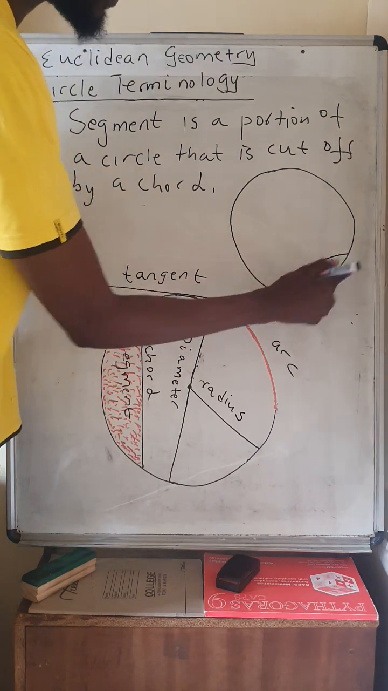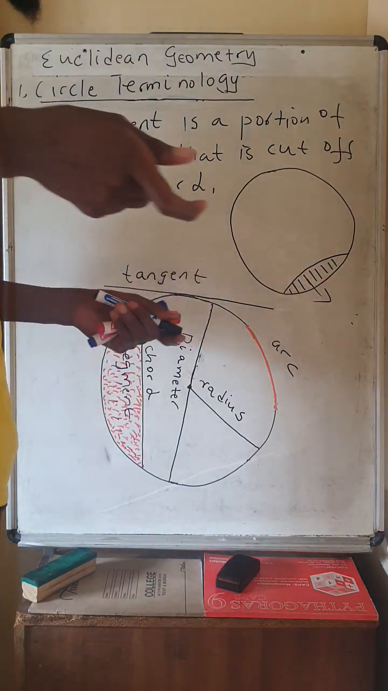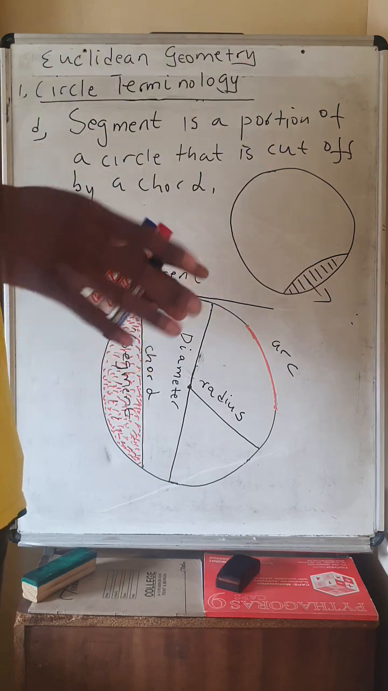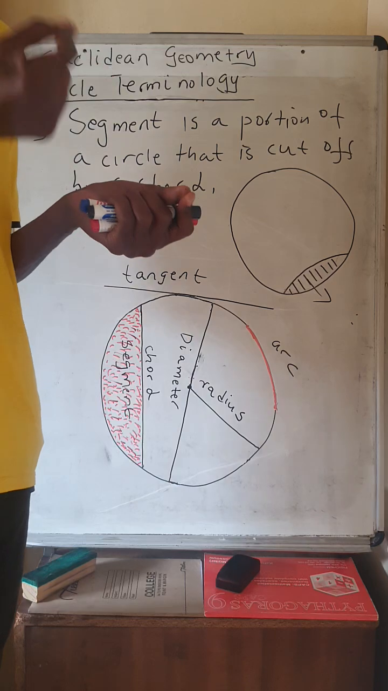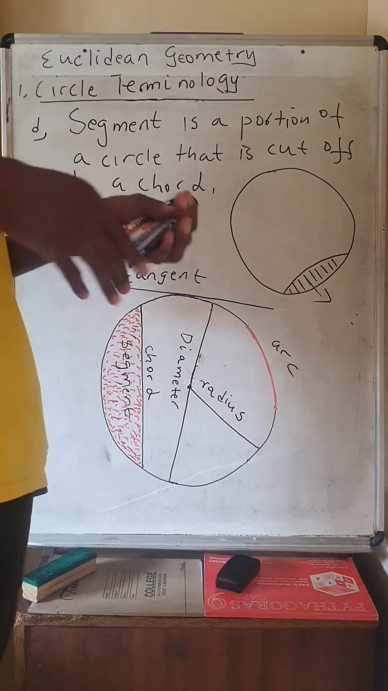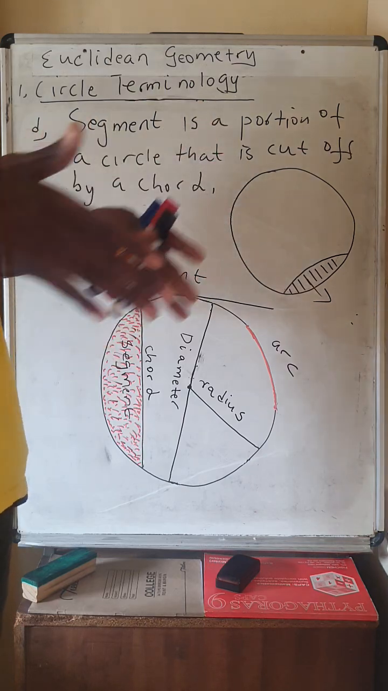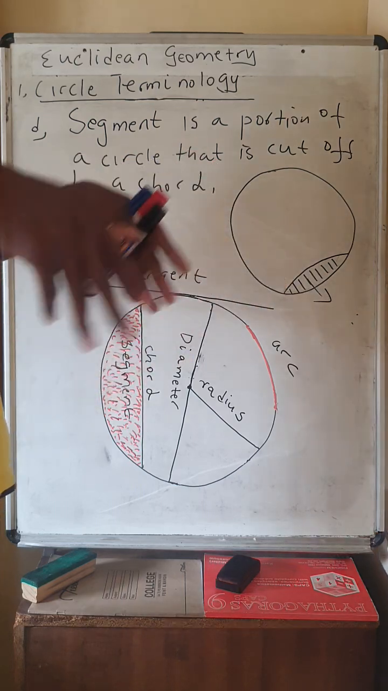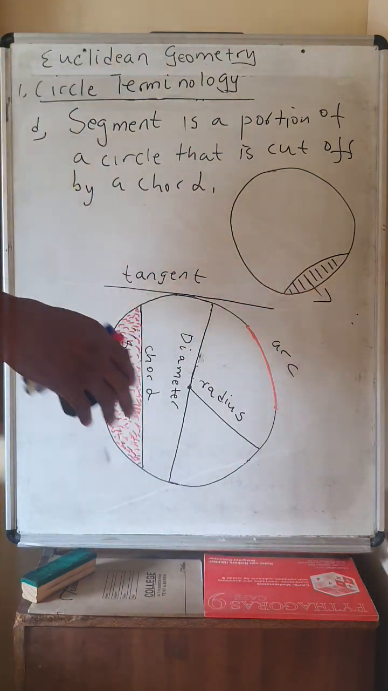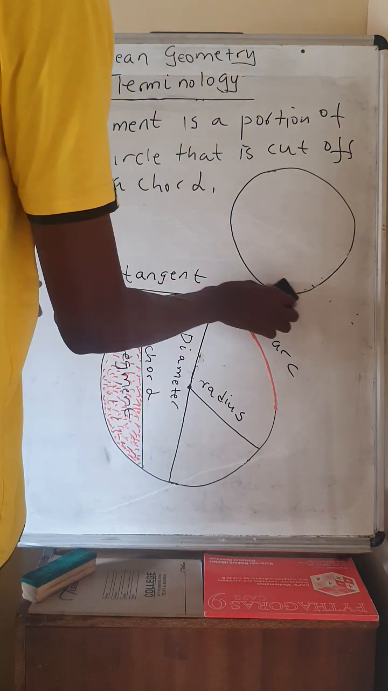But can I call this portion a segment? No, I cannot call it a segment. If you look at a pizza that takes the shape of a circle, every piece that you eat there becomes a portion of that particular circle. But those portions are not called segments. Those are called sectors. But I'm not going to discuss that. For now, I want us to concentrate on the important terminologies.